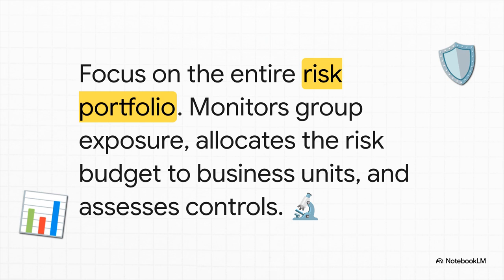Now contrast that with the chief risk officer, the CRO. The CRO needs to get their hands dirty. They're the head of the second line of defense, so their job is to oversee and challenge what the business units are doing. Their reports need to be granular. They're looking at the firm's total exposure, carving up the risk budget for different divisions, and checking if anyone's breaking the rules. And remember that risk register we looked at? The CRO is the one obsessing over whether those controls are actually working day to day.